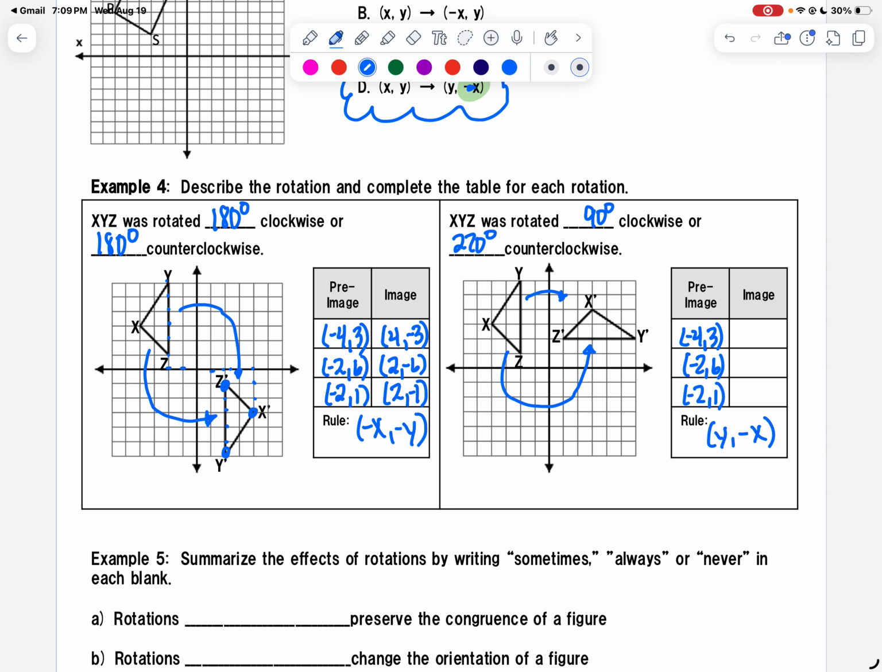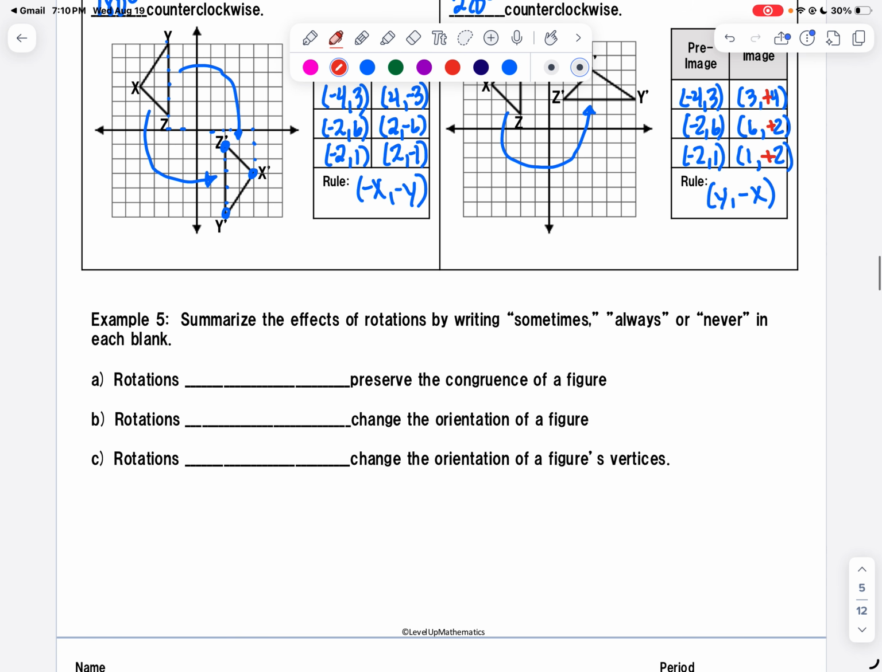So the x and y are going to swap places, and then I'm going to take the opposite of the original x. So here the original x was negative 4, so in my image it will become positive 4. All right, do the same thing. I want to swap 6, negative 2, and then take the opposite of my original x. So that negative 2 will become a positive 2. Negative 2, 1 will switch to 1, negative 2, and then take the opposite of the original x. So the opposite of negative 2 is positive 2.